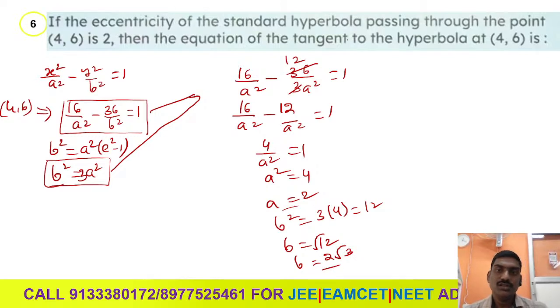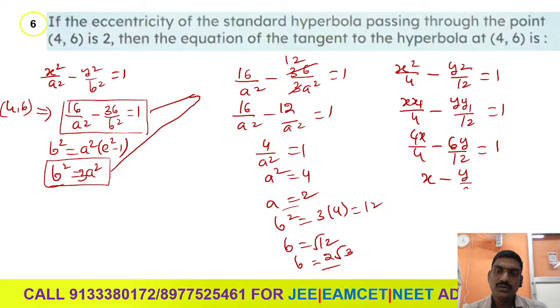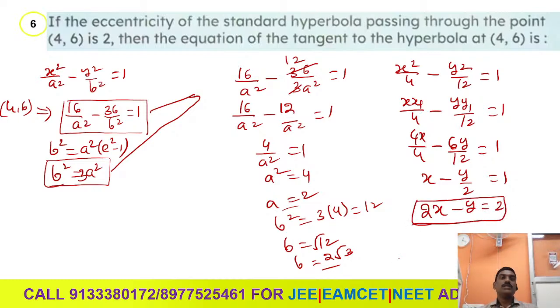What they are asking is the equation of the tangent to the hyperbola at 4 comma 6. So here x square over 4 minus y square over 12 is equal to 1. The equation of the tangent is xx1 divided by 4 minus yy1 divided by 12 is equal to 1. At 4 comma 6, it is 4x divided by 4 minus 6y divided by 12 is equal to 1. Then x minus y by 2 is equal to 1. It is nothing but 2x minus y is equal to 2. This is nothing but the equation of the tangent to the hyperbola at the point 4 comma 6. Right?